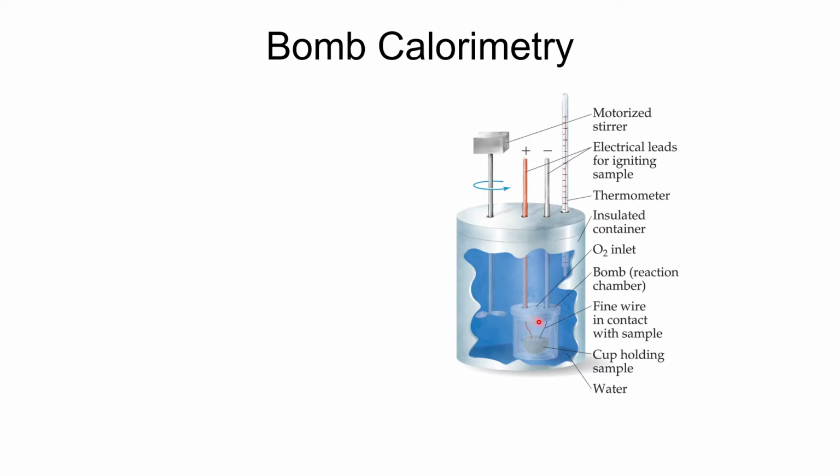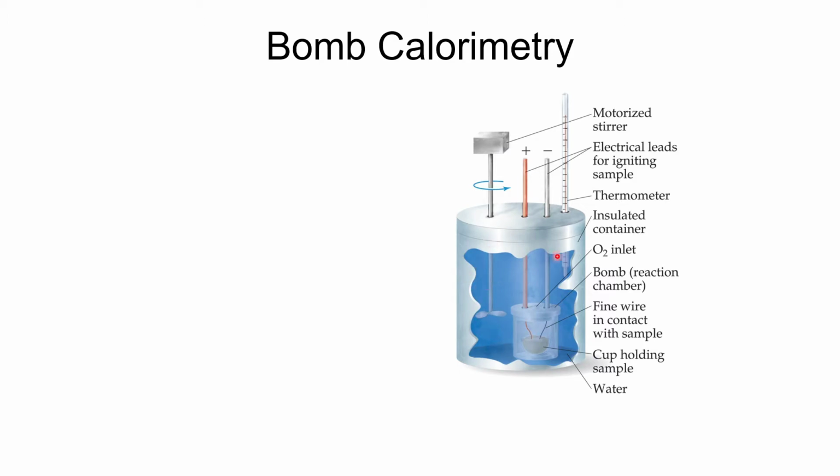We seal it up, and then we have these electrical leads that go in there. The electrical leads are just for causing a spark. That spark will help to ignite the combustible material. We submerge our bomb, our reaction chamber, into a large water bath that is in a huge vessel. And then heat will flow from our hot burning material inside the vessel into the big water vessel.